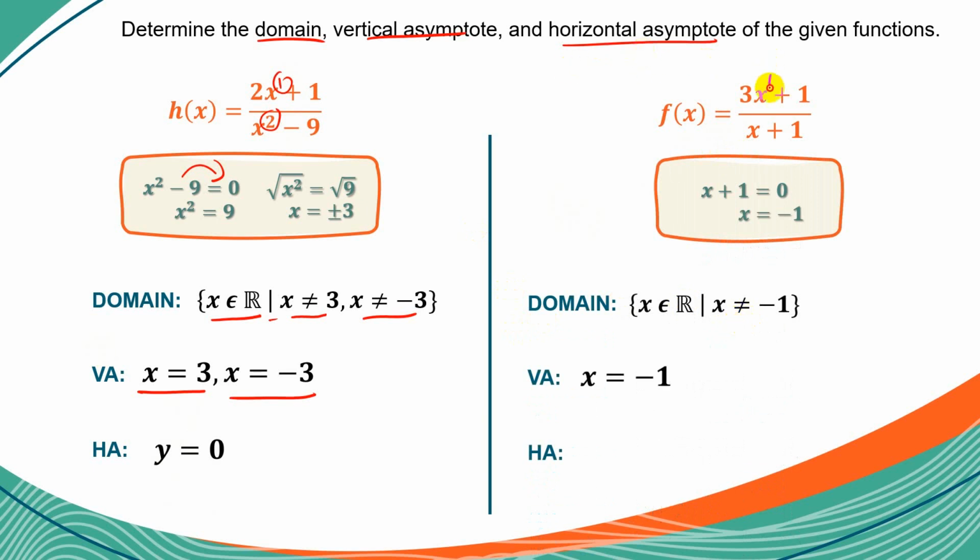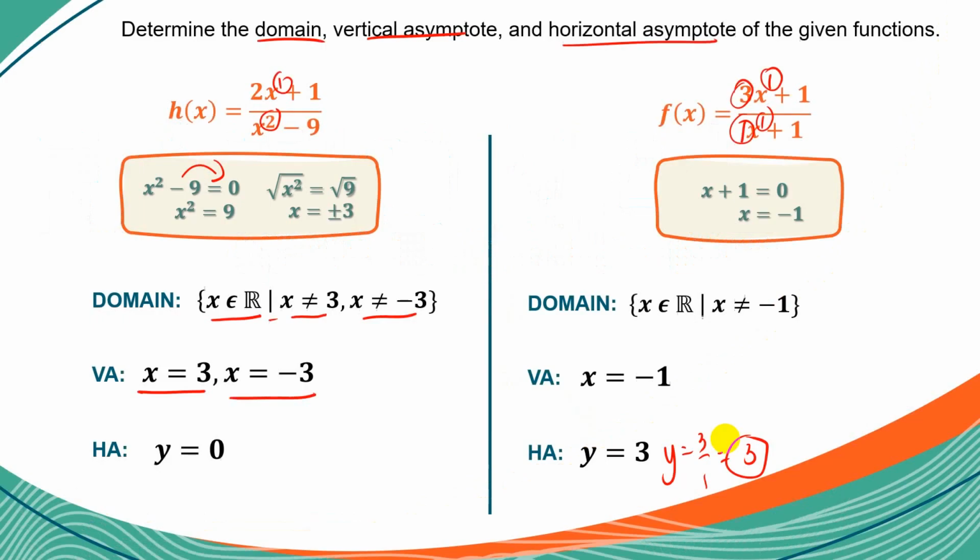And then for the horizontal, as you can see, they are equal. This falls under case number 2 wherein you need to divide 3 and 1. So therefore, y is equal to 3 over 1 or simply 3. This is now your horizontal asymptote. So that is how you compare case number 1 and case number 2 for solving for the horizontal asymptotes.